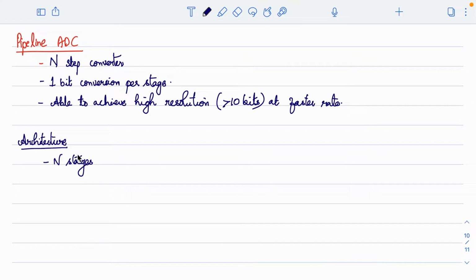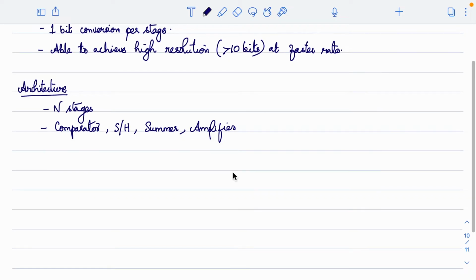Now for each stage, there are several blocks we include. One is a comparator itself, or otherwise you can think a comparator is nothing but a 1-bit ADC, right? So you'll have a comparator, you will have a sample and hold circuit, you will have a summer, and also you will have an amplifier. These are the various blocks we use per stage. Like that you will have n such stages. Alright, so we will quickly look at the architecture of this ADC and then we will come back.